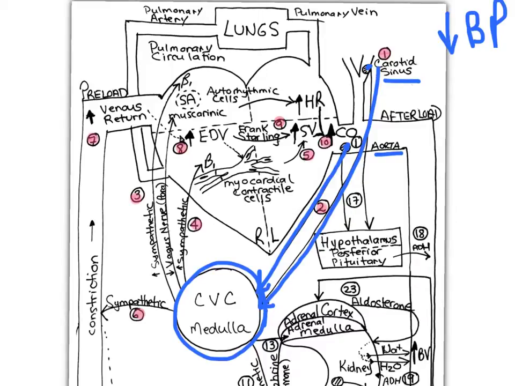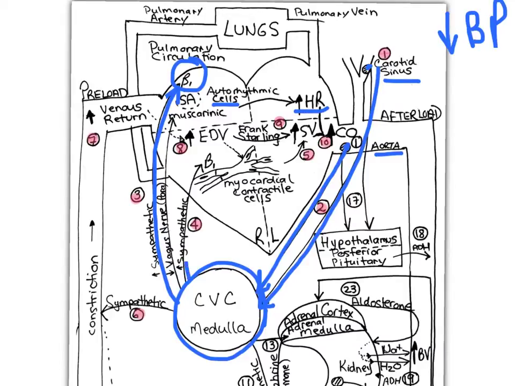First of all, there will be an increase in the sympathetic output going to the SA node. This is going to be where the autorhythmic cells are. These cells have beta-1 adrenergic receptors, and the response is going to be to increase their rate of depolarization, to increase their rate of firing, and to increase heart rate.